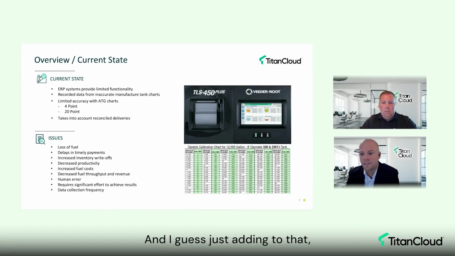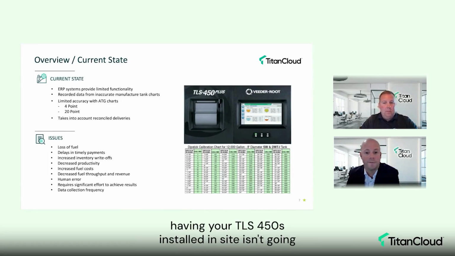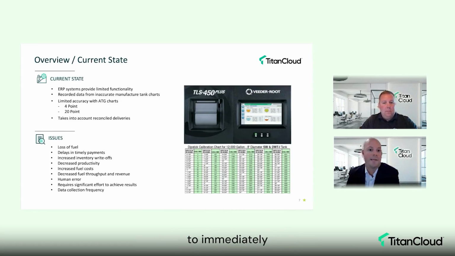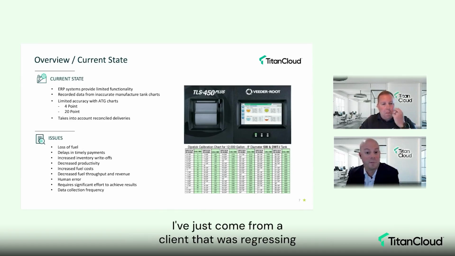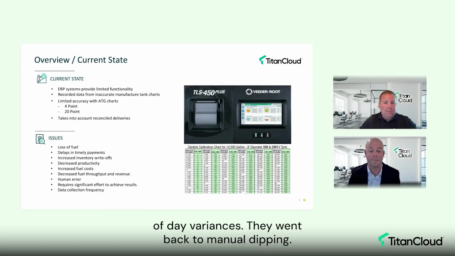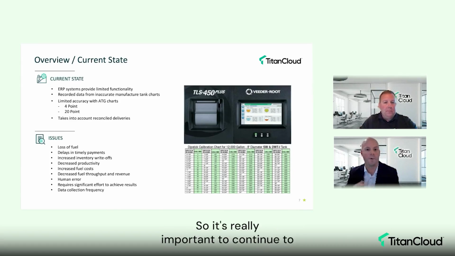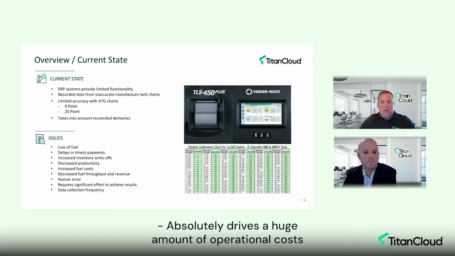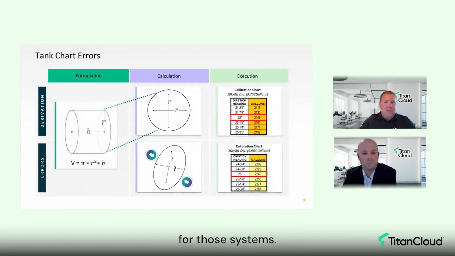And just adding to that, just having the fancy equipment, having your TLS 450s installed on site, isn't going to immediately have an impact on your fuel reduction. I've just come from a client that was regressing because they were so frustrated trying to determine where their fuel losses were coming from in the end of day variances. They went back to manual dipping. So it's really important to continue to peel back the layers into where your fuel losses are coming from. Absolutely, it drives a huge amount of operational costs for those systems.